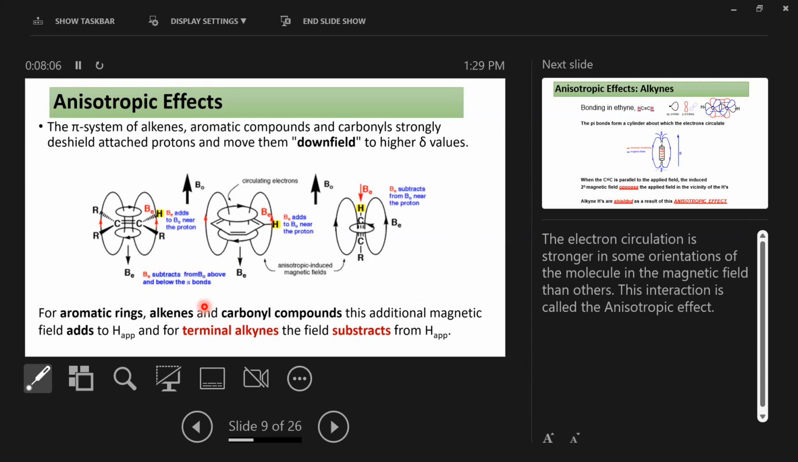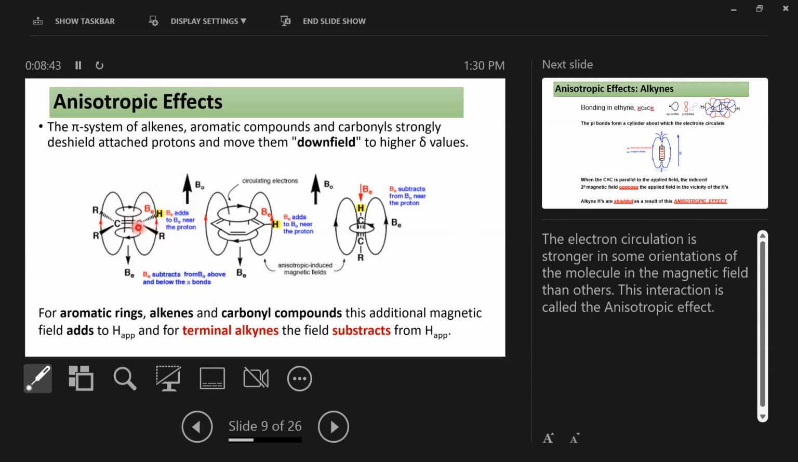All right. So the pi system of alkenes and aromatic compounds strongly deshields attached protons and moves them downfield to give them a higher chemical shift value, delta value. Let's look at what is going on. This is a magnetic field, right? The electrons are moving in such a way that it adds to the proton near to this.